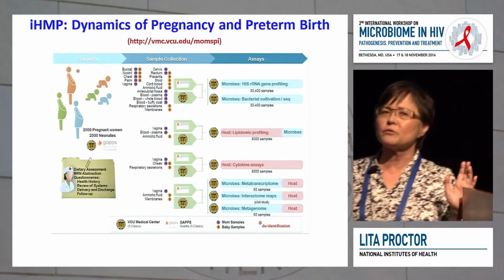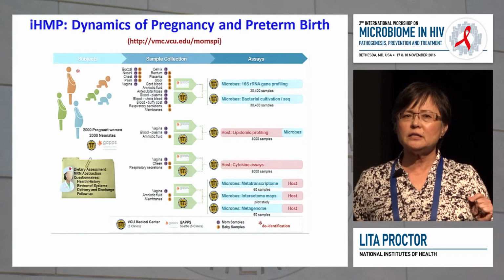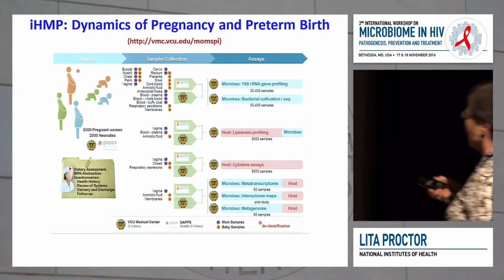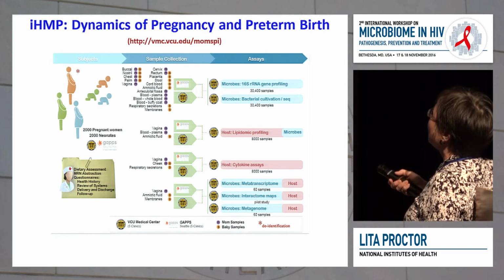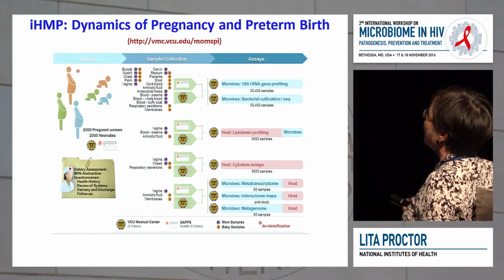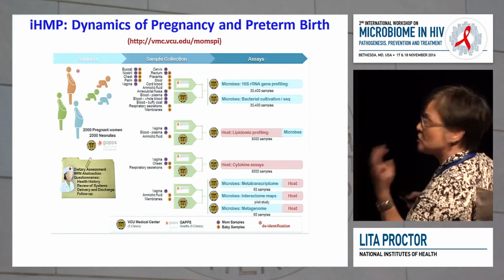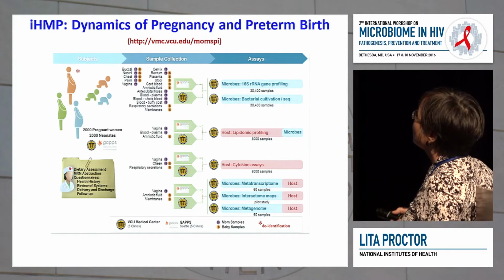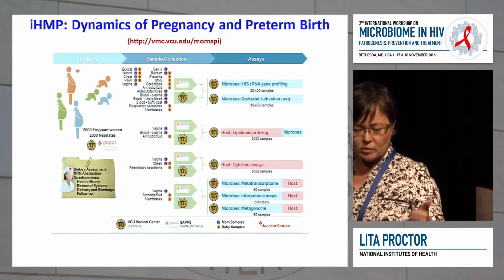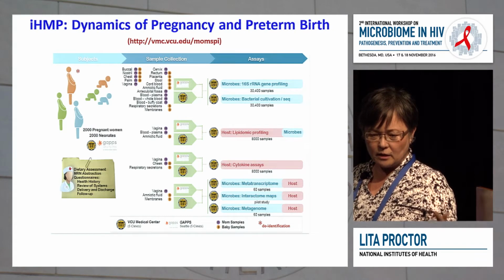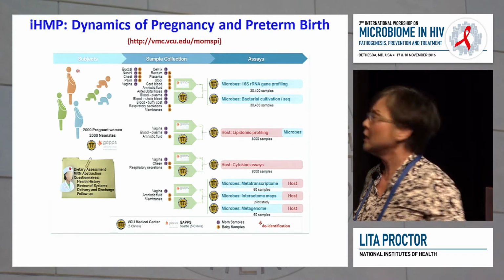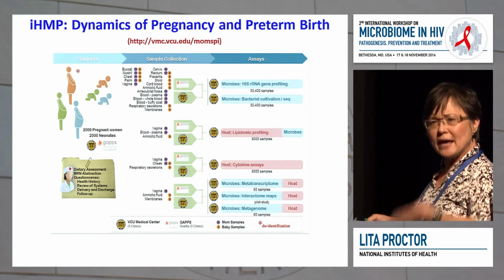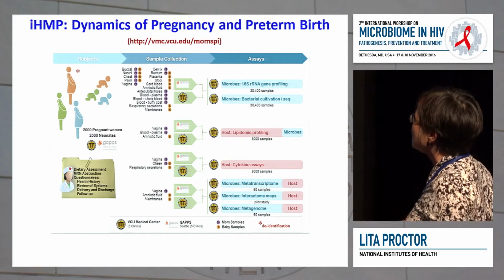So let me quickly walk through the kinds of data that these three model study cohorts are conducting. The first iHMP project is the dynamics of pregnancy and preterm birth. All three charts are going to be the same in the subject makeup: pregnant women and their neonates. They're sampling the vaginal microbiome, the child's gut microbiome through meconium and stool, and the mother's gut microbiome. And they're collecting, of course, more samples than they're going to analyze for the HMP, but these are all the kinds of samples they're collecting.